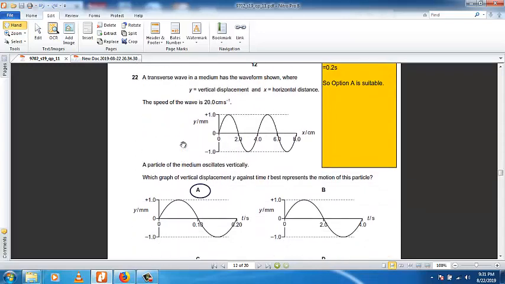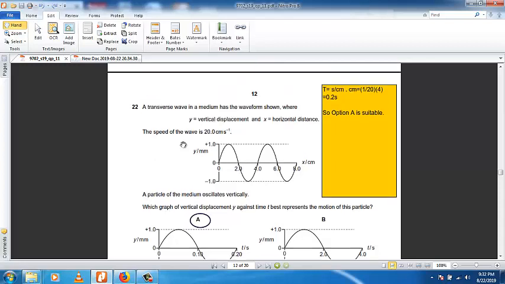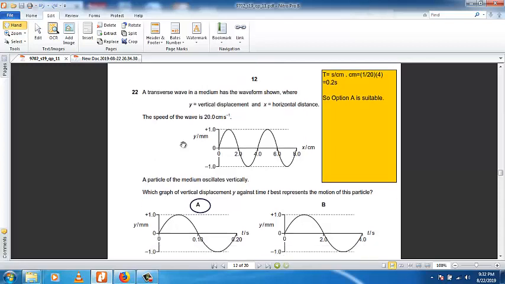Question number 22 says a transverse wave in a medium has a waveform shown, where y equals vertical displacement and x equals horizontal displacement. The speed of the wave is 20 centimeters per second. A particle of the medium oscillates vertically. Which graph of the vertical displacement y against time t best represents the motion of the particle? So we have to just know that the time period is seconds by centimeter.